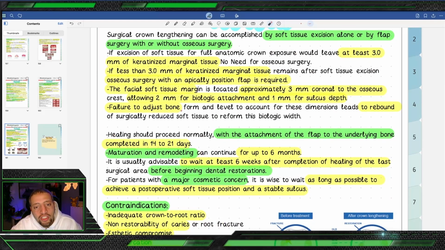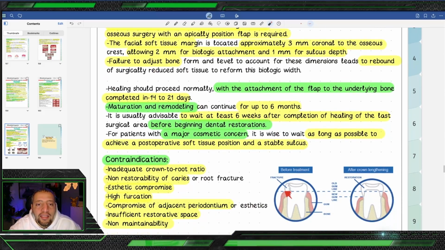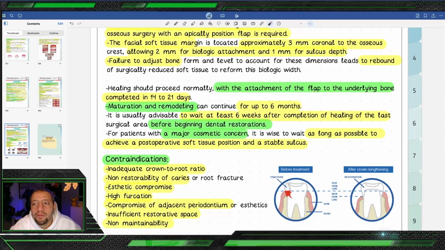Because failure to adjust the bone form and level to account for these dimensions leads to rebound of the surgically reduced soft tissue to reform the biological width. So if you don't end up with 3 mm, you are going to end up with relapse, and the patient will come to you again. Healing should proceed normally with the attachment of the flap to the underlying bone completed in 2 to 3 weeks. Maturation and remodeling take up to 6 months.